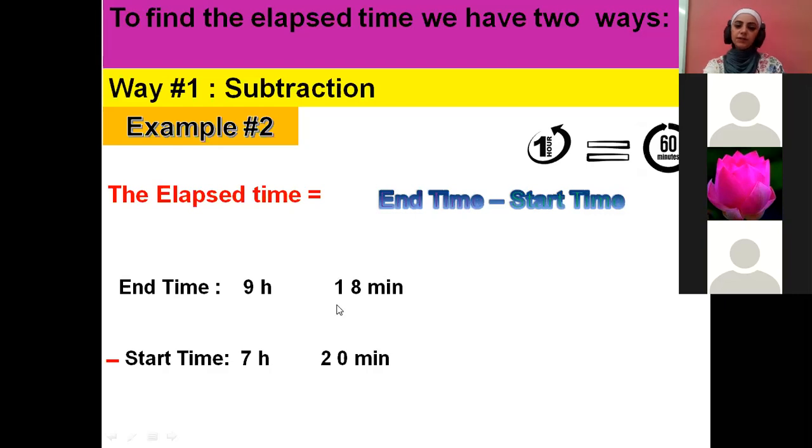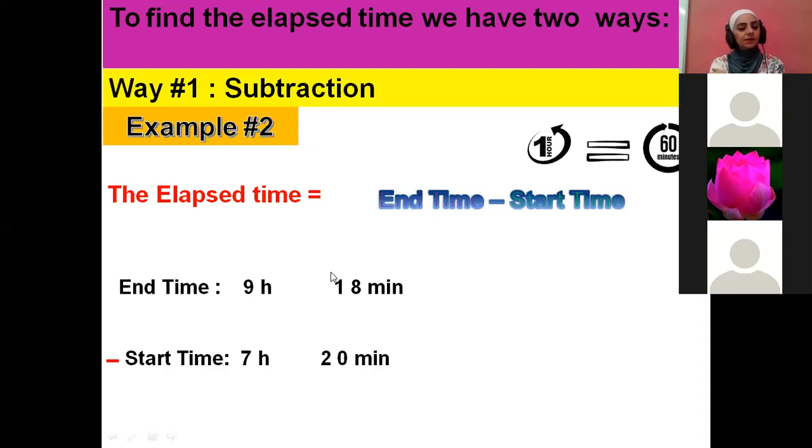So 18 minutes minus 20 minutes. Can we take 20 from 18? No. What do we do in this case? Do you remember? We minus 1 hour from the 9. We take away an hour from the 9 hours. So the 9 hours will be 8 hours. So we take an hour. When we take an hour, what do we give to the minutes?